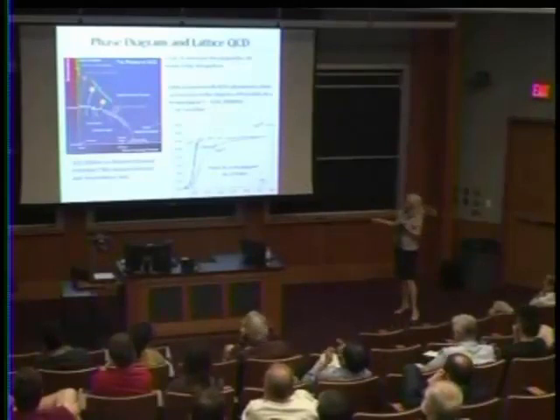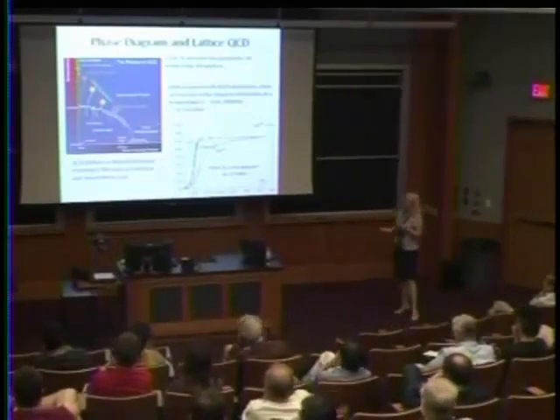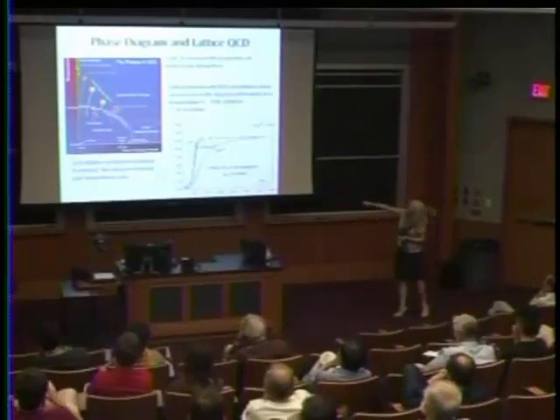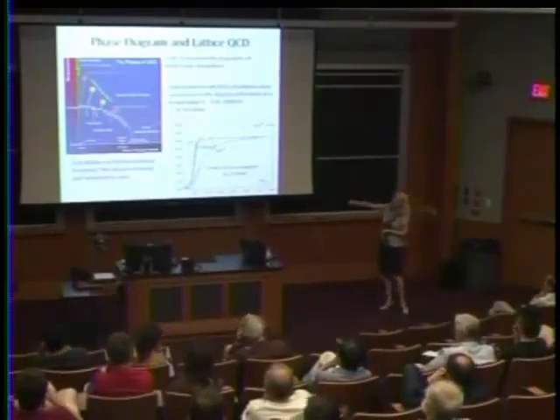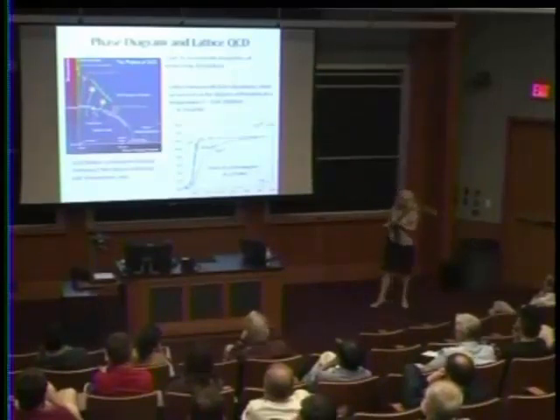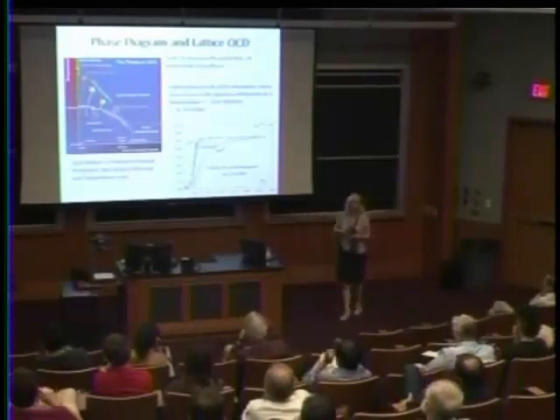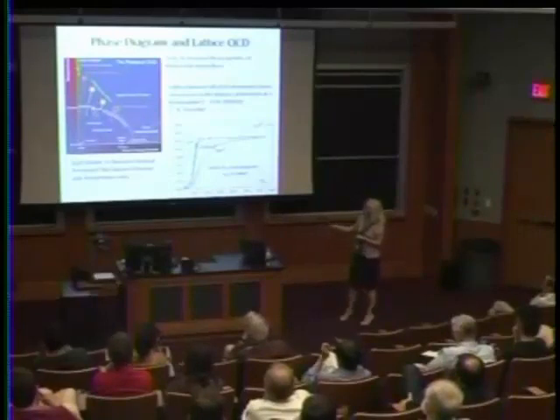At different collision energies, you probe different parts of this phase diagram. The higher in energy you go, the lower the baryon chemical potential. So at RHIC, we think we're here in this region at low baryon chemical potential, LHC even more so. And lattice calculations can provide us with a critical temperature. But lattice calculations are only reliable at zero baryon chemical potential.